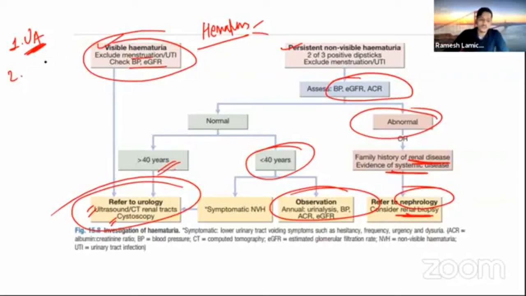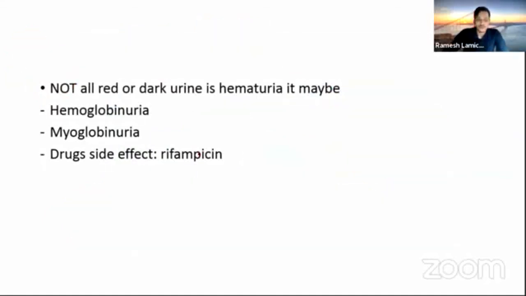If the patient is old then you start with the cystoscopy, USG or CT scan, right? So you can start through this, or you can write this protocol. This is a picture from the Davidson: not all red or dark urine is hematuria.